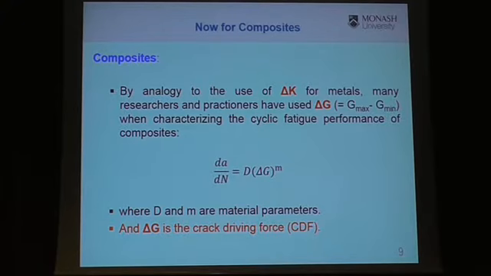So now let's come back to composites. As we all know, the stress intensity factor is not quite good to describe the stress field near the crack for orthotropic materials such as composites. So people usually use the strain energy release rate, G. By analogy to the use of delta K for metals, many researchers and practitioners have used delta G when characterizing the fatigue performance in composites. And delta G here is the crack driving force for composites.